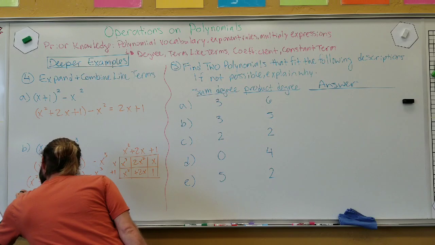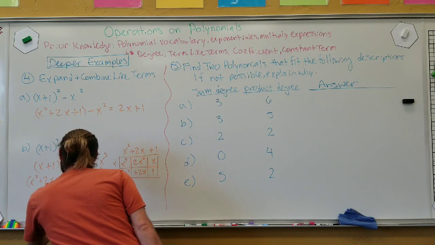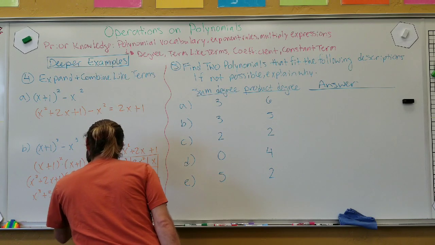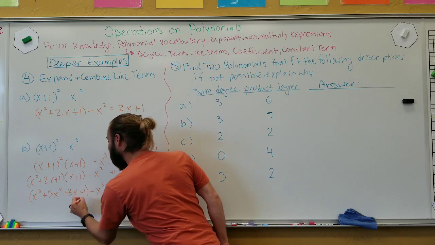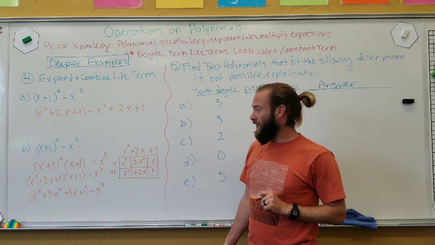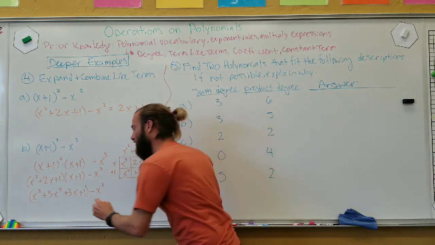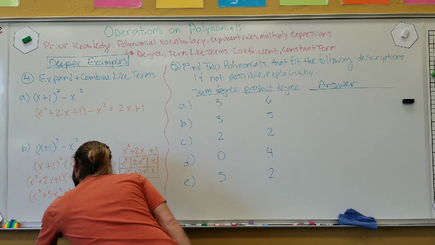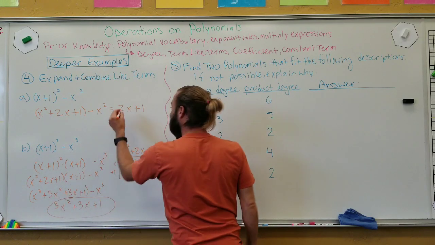So I have x cubed plus 3x squared plus 3x plus 1, and then I have a minus x cubed there still, right? So there's my final expanded version of x plus 1 all cubed, and then let's just go ahead and combine this like term with that, and they cancel out again. So what I'm left with is 3x squared plus 3x plus 1 in the end of it.